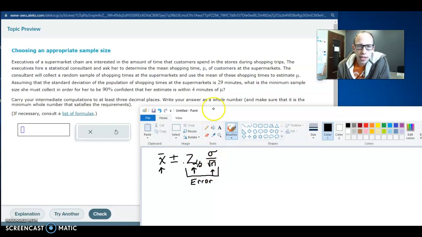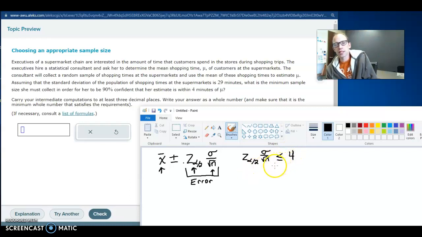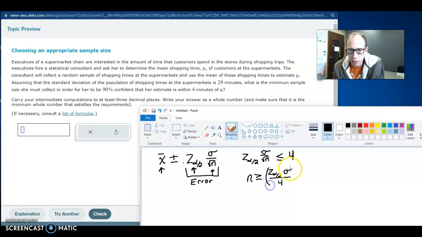And so in this case, if we want this to be less than 4 minutes, we would say z alpha over 2 times standard error there is less than or equal to 4 minutes. Now we could solve this for n. We're going to end up with n is greater than or equal to, let's see, z alpha over 2, and then this whole thing would get squared.